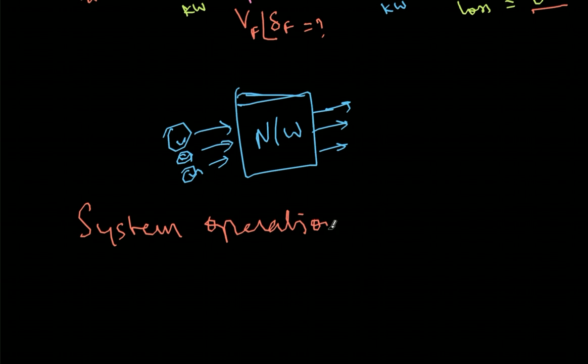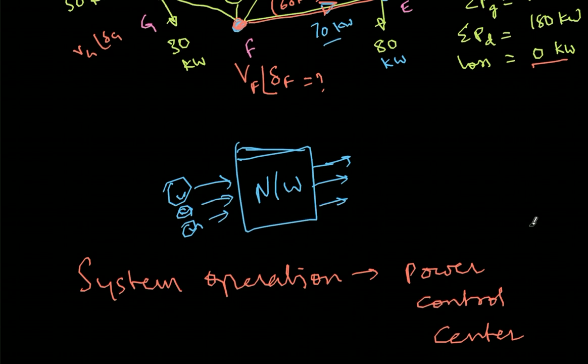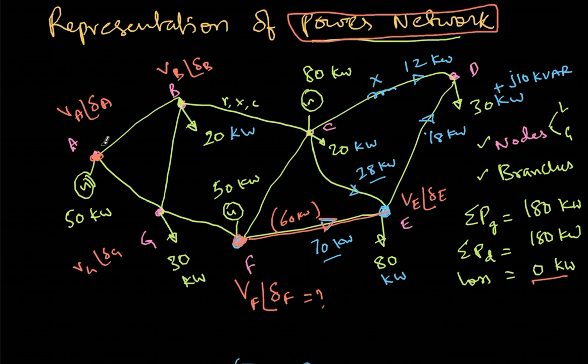So system operation is done through power control centers. A power control center is a place which is getting data from all the nodes to a central control room, where there is a big screen. On that screen, this network is displayed and all the power flows are displayed, and the operators sitting there, and also the software and hardware systems that are sitting there, will try to manage the electrical grid without any overloadings, without any overheatings, or without any damage to any equipment, such that everything is operating in normal conditions. So that is system operation.